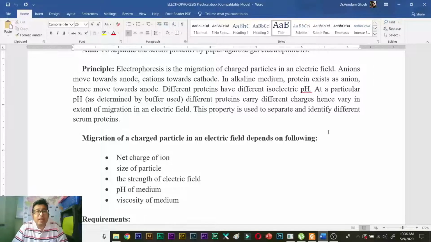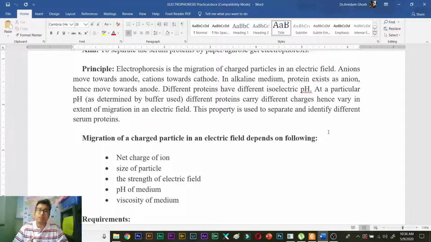Electrophoresis is the migration of charged particles in an electric field. This part you already know from your +2 knowledge. Whenever an electrical field is applied, any particle which has got a charge will move to its opposite electrode. A negatively charged particle will move towards a positive electrode in an electric field.